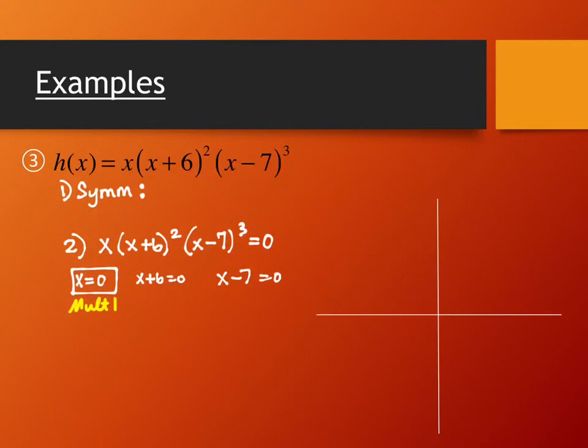What is x equal if x plus 6 equals 0? -6. Multiplicity 2. Remember, it's the exponent here that we're looking at. How about x minus 7? What does x equal? 7, thank you. And what's its multiplicity? 3.